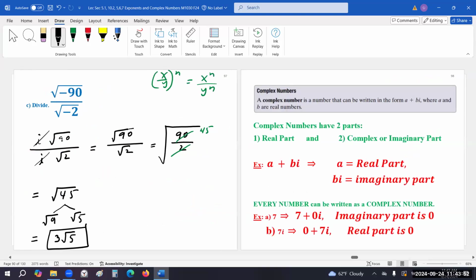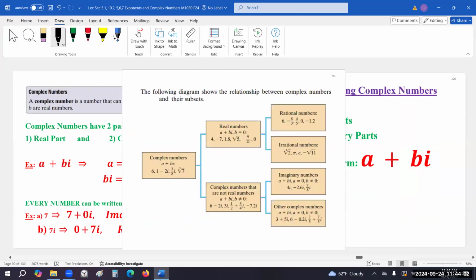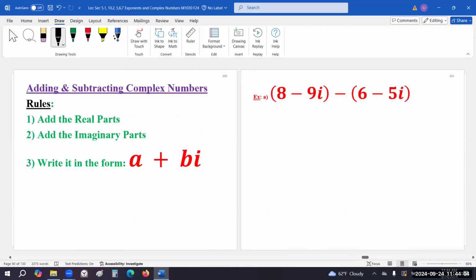Okay, now complex numbers, there are two parts. One is real, one is imaginary. So we should write the real number first and then the imaginary portion. Let me skip all the details and work with complex numbers. So when we add or subtract complex numbers, we add the real with the real, and we add or subtract the imaginary portion with the imaginary portion.